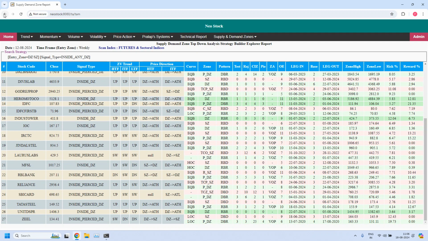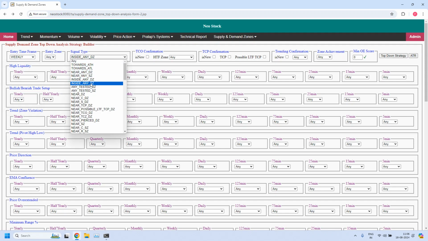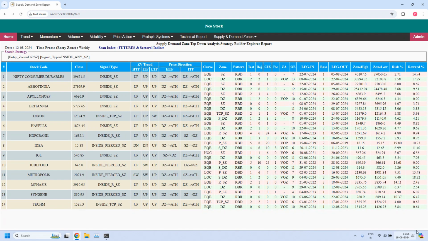In the next report, for the weekly time frame, let us find the stocks where price closed inside the weekly supply zone. So 14 stocks are filtered where price closed inside the weekly supply zone.